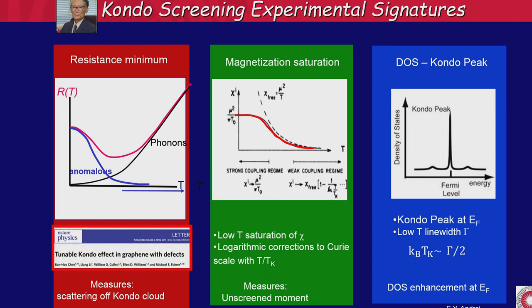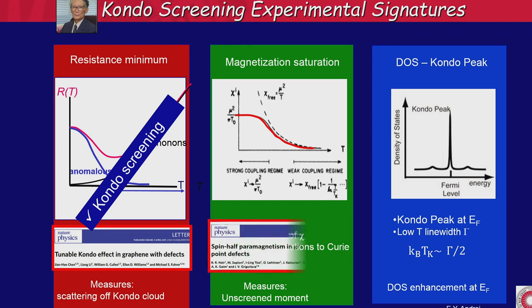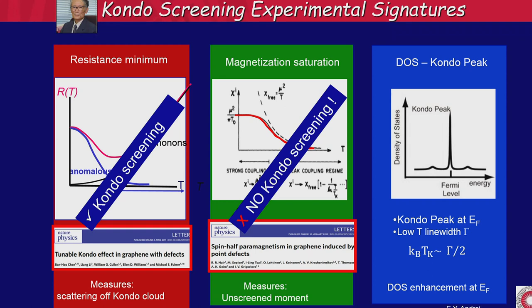So what's the situation experimentally? In 2011, Michael Fuhrer's group measured resistivity. They saw a minimum. They made vacancies in graphene just as we do, and they measured the resistivity as a function of temperature. They saw a minimum, and they said, OK, there is Kondo screening in graphene, and we can measure it. One year later, the Manchester group did a magnetization measurement, and they saw Curie behavior down to the lowest temperatures. So they said, no Kondo screening in graphene, impossible.